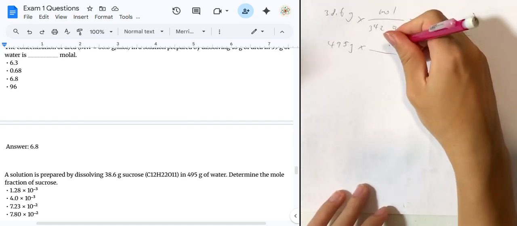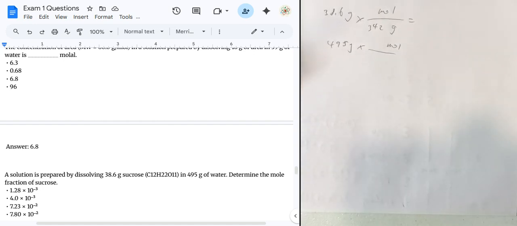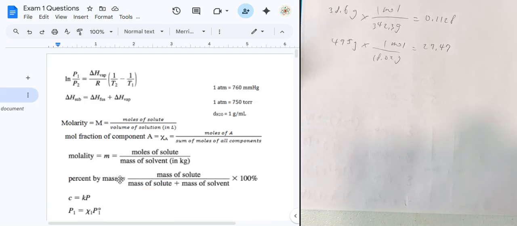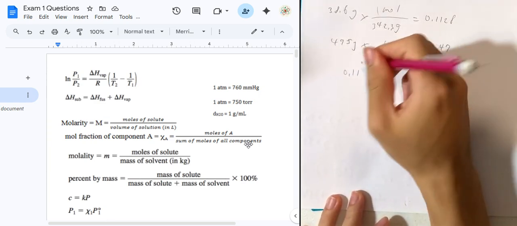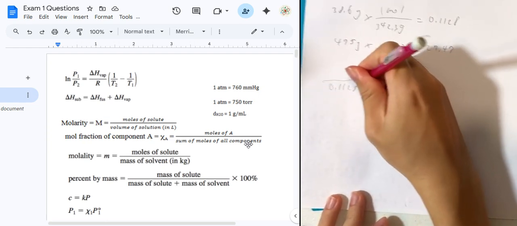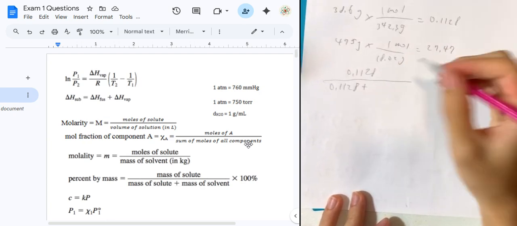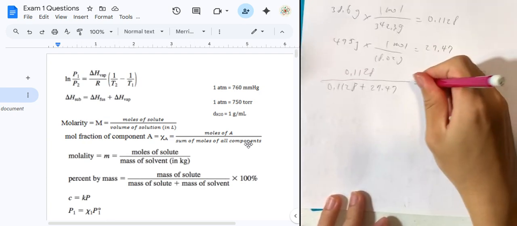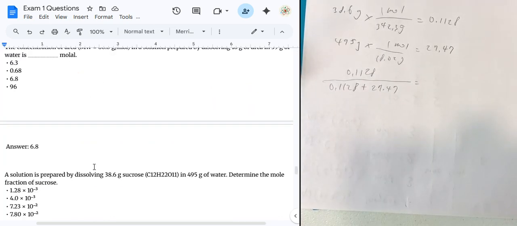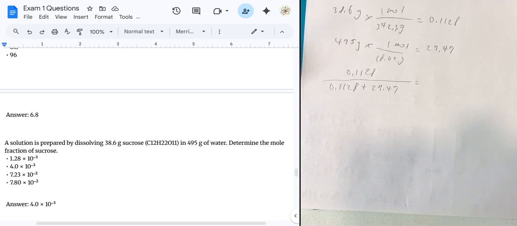converting it to moles using molar mass, like that. And mole fraction is moles of sucrose over the sum of moles. So it's just moles of sucrose over the sum of moles, which is moles of sucrose plus the moles of water, and then calculate that and find the answer. That's it for this video.